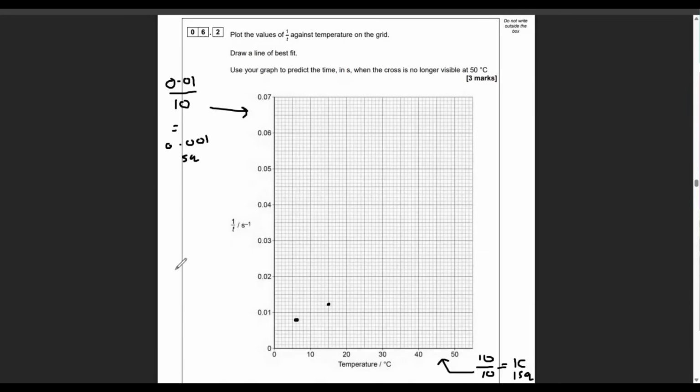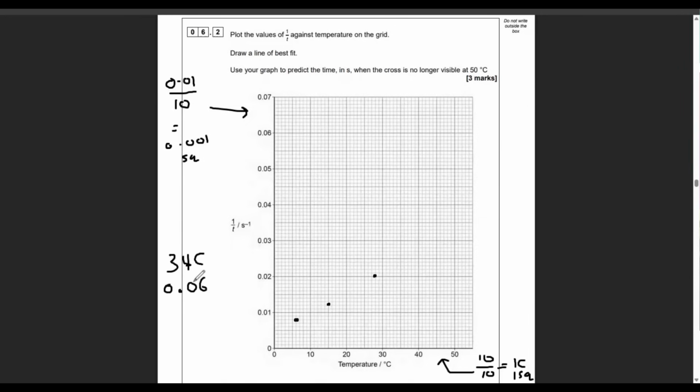Now remember, you can be half a baby square out and still get the mark. So we're now going to go to 28 degrees, and 28 degrees at 0.02. So 28 degrees is 2 squares before 30, and we're going to go up to 0.02, bang on that line. That's an easy one for us to do. Don't worry about the fact that the dots don't look evenly spaced.